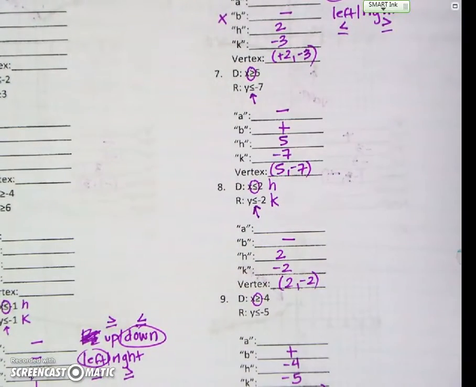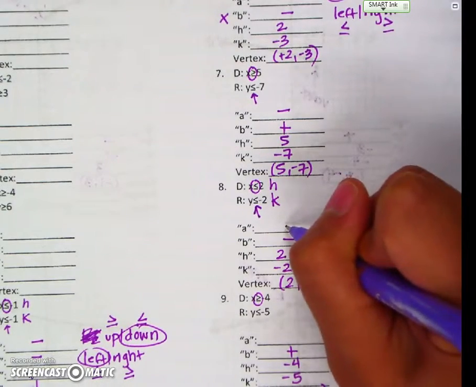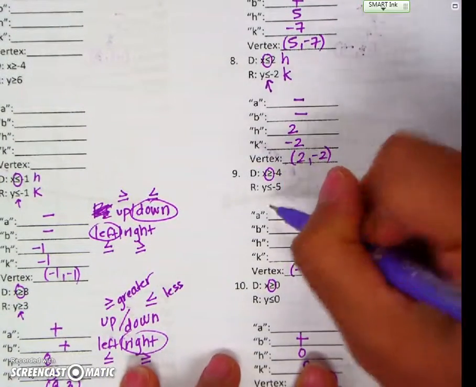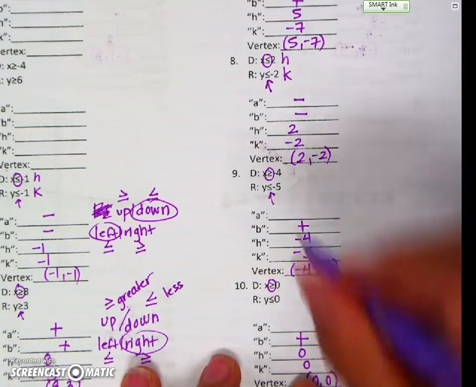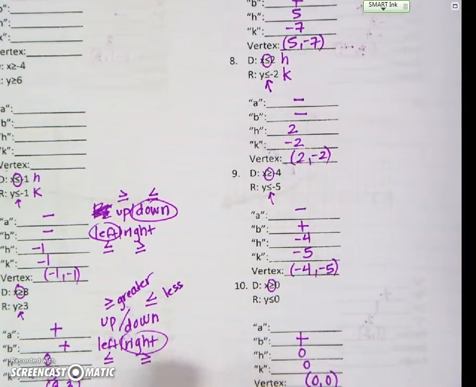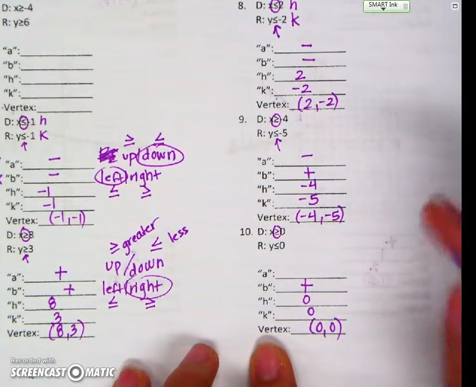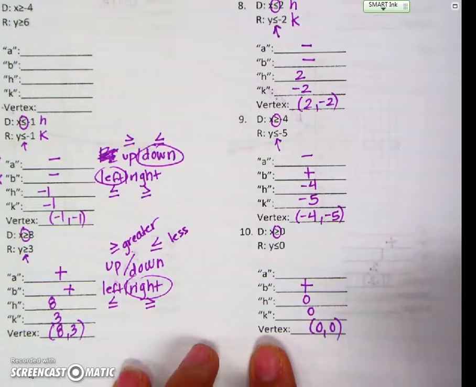Is this less than or greater than? All of you guys should be able to answer this question. Less than. I want everyone out loud to be telling me, is Y less than or greater than? Less than, so it's going to be negative. Thank you. Number 10, Y is less than or greater than 0? Less than, so it's going to be negative.